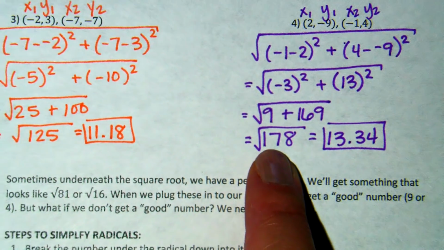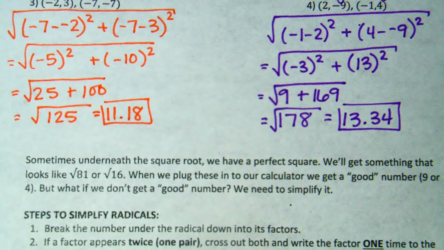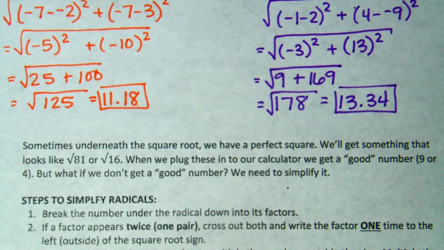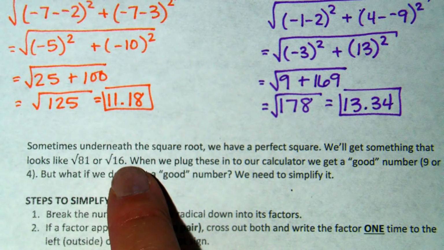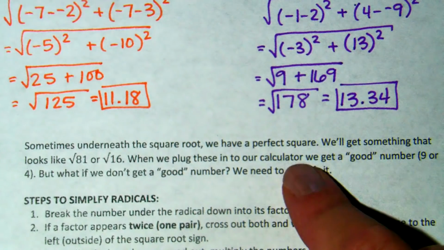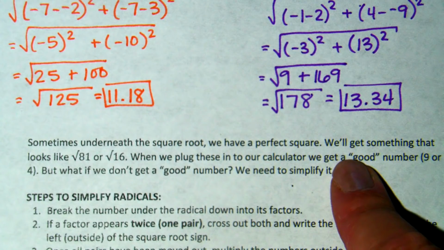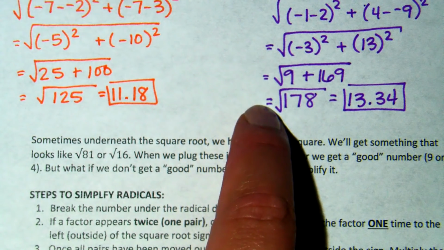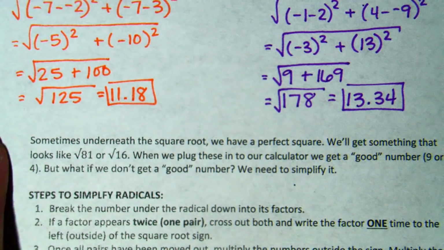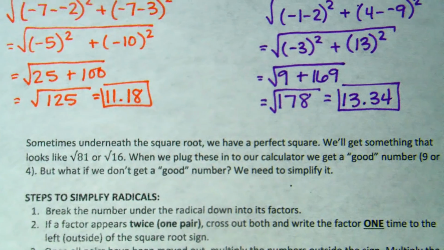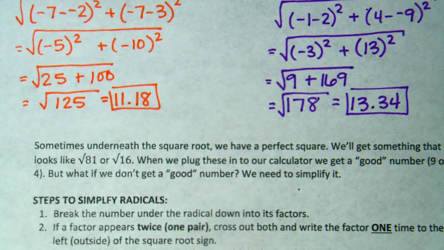Our directions here say sometimes underneath the square root we have a perfect square. We'll get something that looks like the square root of 81 or the square root of 16, and we know that those things equal 9 and 4. When we plug those into our calculator, we get a good number, so we get numbers that aren't decimals. But what if I plug in the square root of 178 and the square root of 125? We don't get a good number. We get some decimal that lasts forever. If that's the case, then we need to take our square root and simplify.